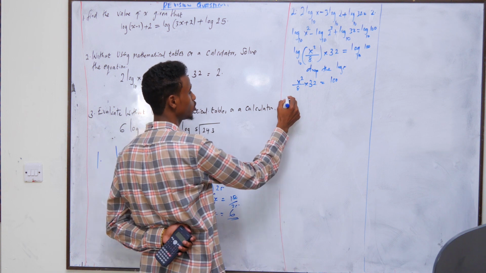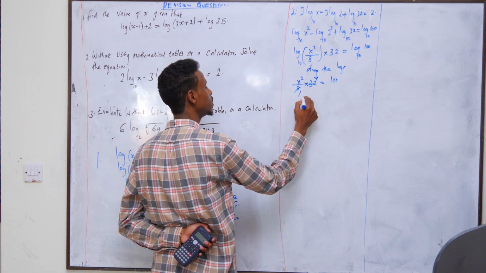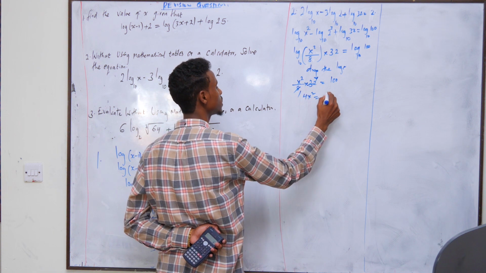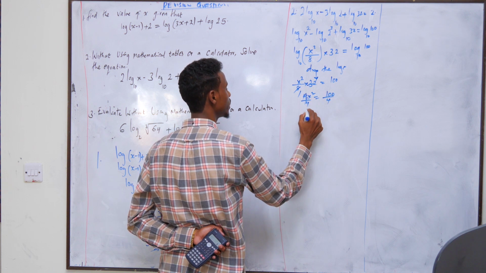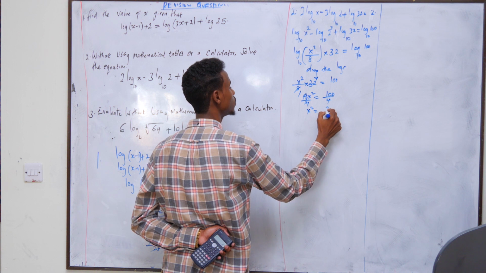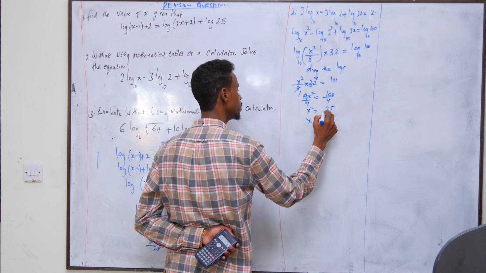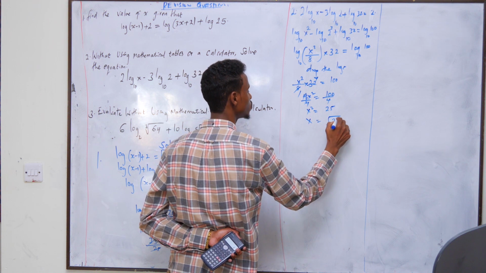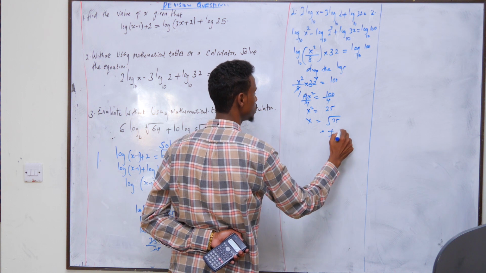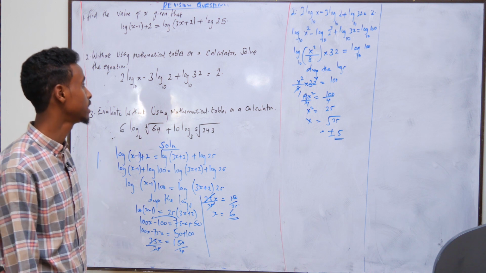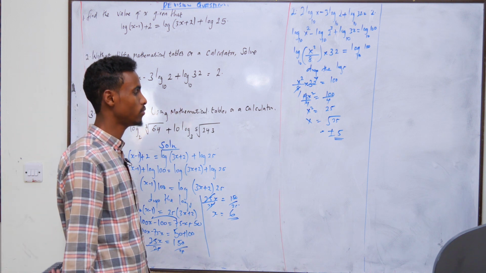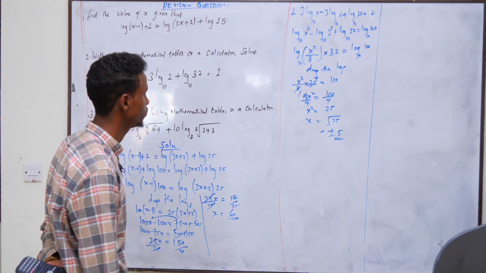Now from that, class, 8 goes into 32 four times. Now 4x² equals 100, all over 4. Now x² is equal to 25. Now x will be the square root of 25. So x can be positive or negative 5. So x has two possibilities: x can be positive 5 or x can be negative 5.